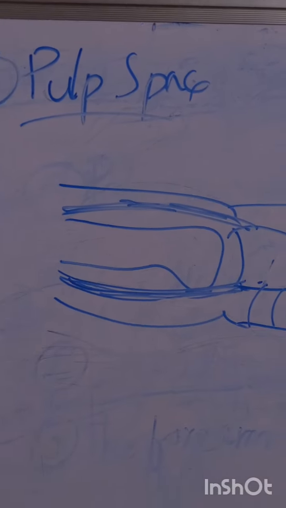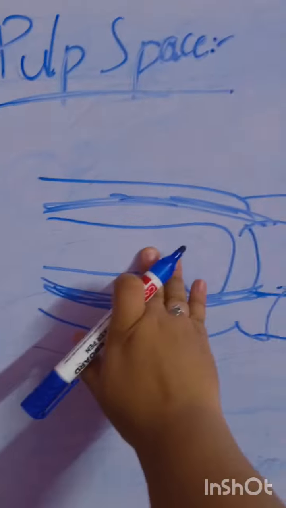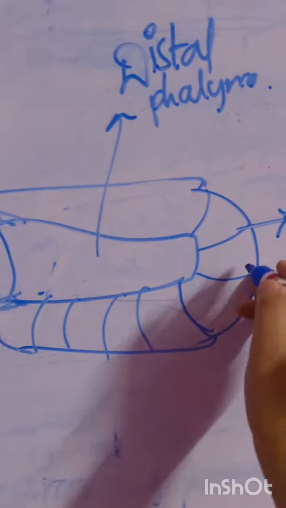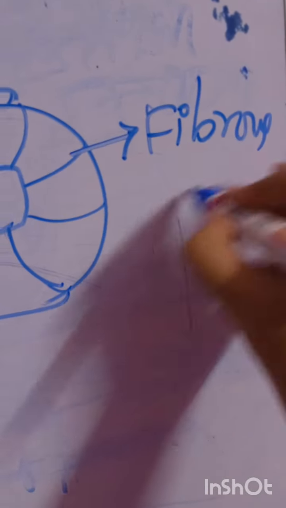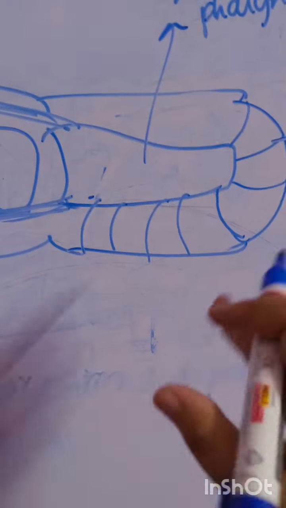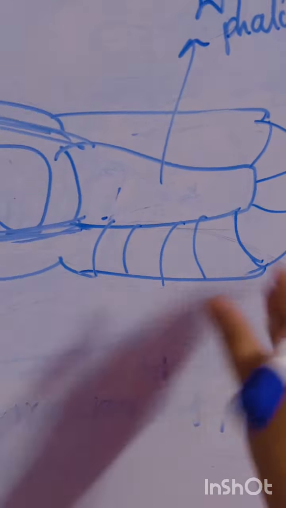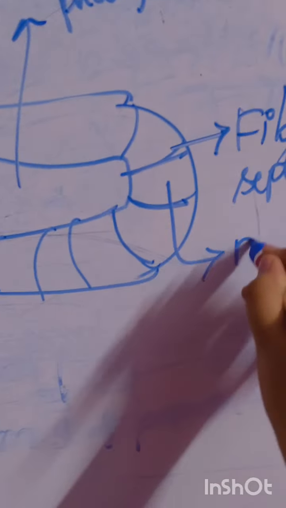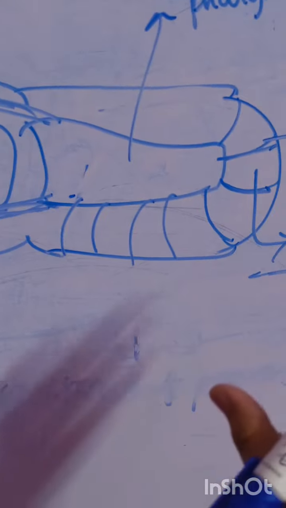So the first one is the pulp space. The one you're seeing here is a finger, and this is the middle phalanx, and this is the distal phalanx. And here you have these fibrous septa, as you know. At the tip of the fingers and thumb, you have a thick pad of fat which is divided into compartments by these fibrous septa. Because of this, spaces are formed, and this is what is called the pulp space. Infection in any of these spaces is called whitlow.